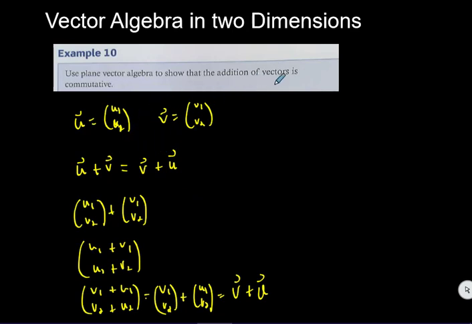Think about it: would this be the same for subtraction? Can you show it the same? That would be something for an exercise. So that's what we mean by commutative. You can't just say, oh, it's obvious. You have to give a more thorough argument, and that's what I did here. So let's look at another example.